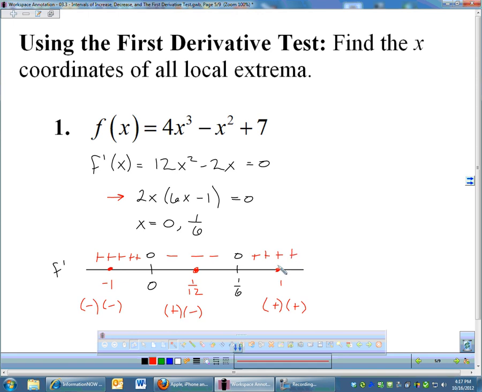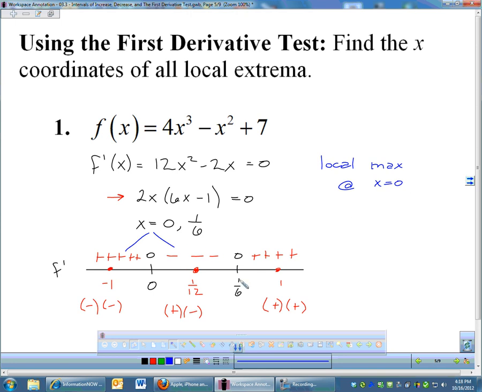So now I know where my function is increasing or decreasing. That's not what I wanted to know. I wanted to know where the local extrema are. What I can determine here is, since my derivative changed from positive to negative, my function goes from increasing to decreasing. There's a local max at x equals 0.